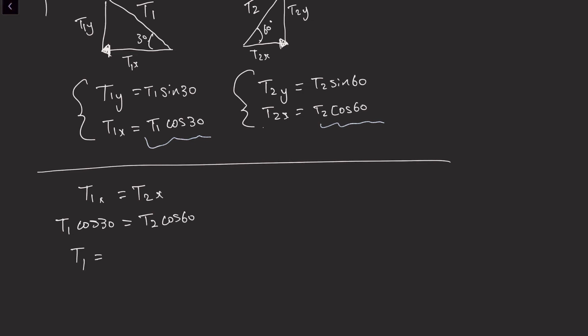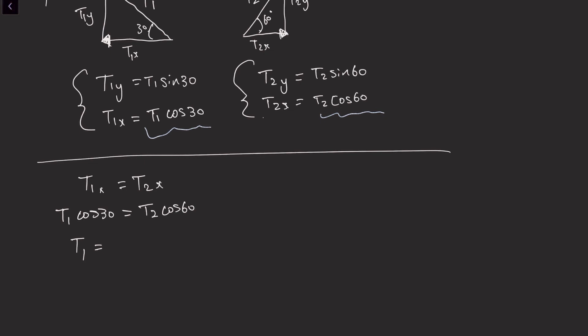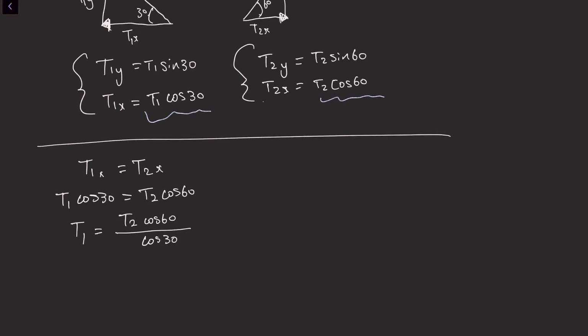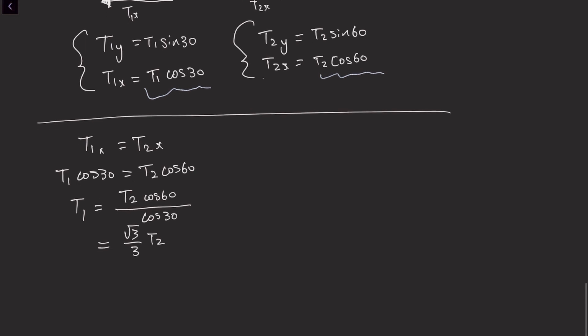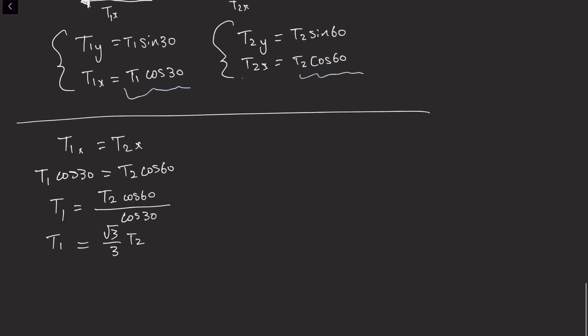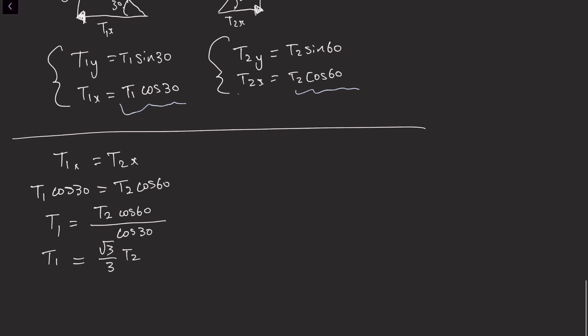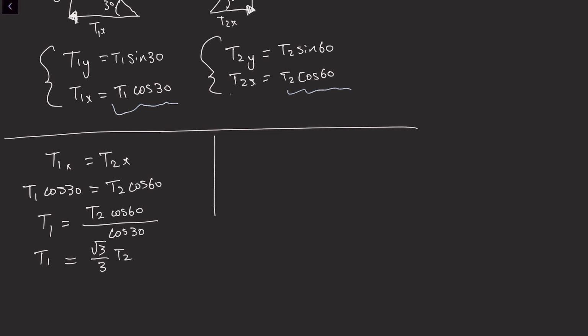So let's rearrange to find what T1 is so that we can substitute into any other equation later. T1, if we move the cosine 30 to the other side, is equal to T2 cosine 60 divided by cosine of 30. If you know your trigonometric identities, you'll know that this simplifies down to root 3 over 3 multiplied by T2. If you don't, use a calculator, and if your calculator can give you perfect answers like that, then it will give you root 3 over 3. Great. So that's as far as we can go right now for T1.